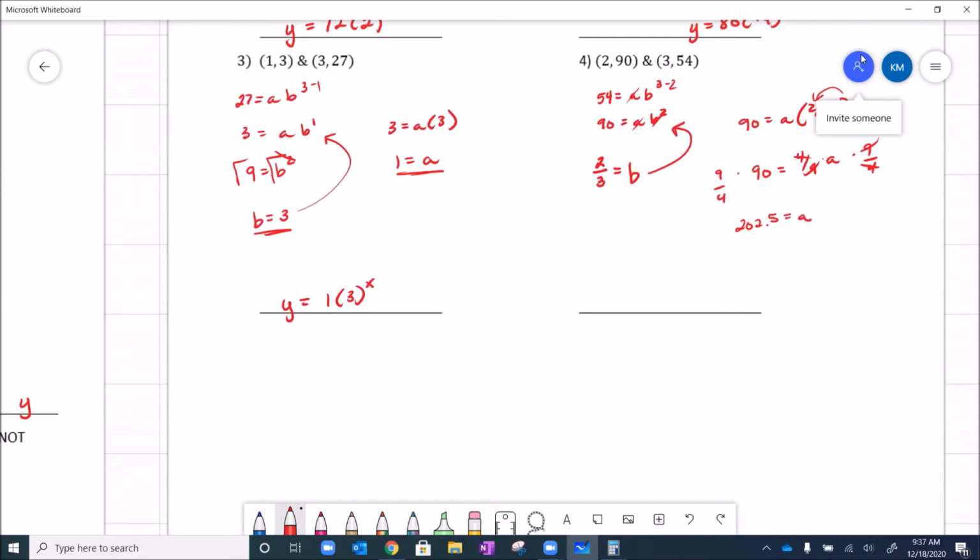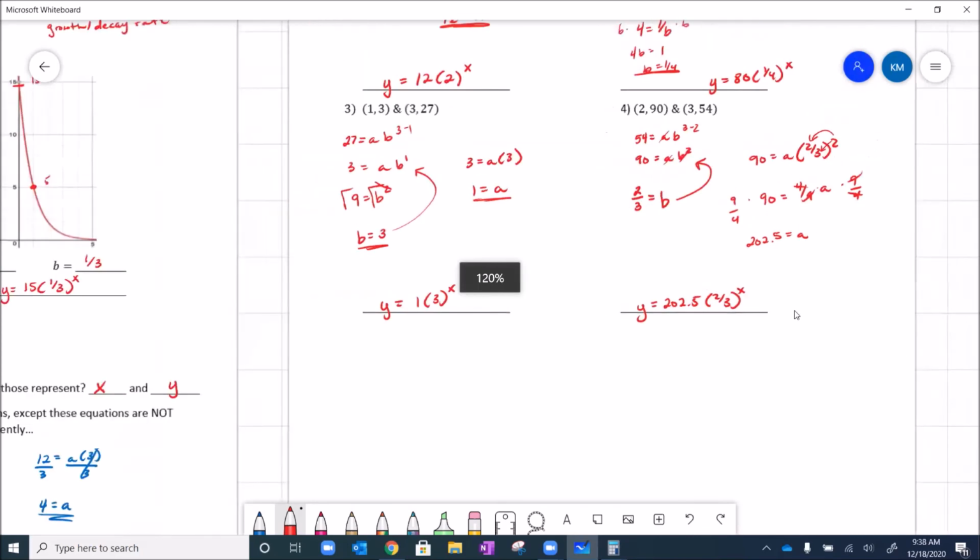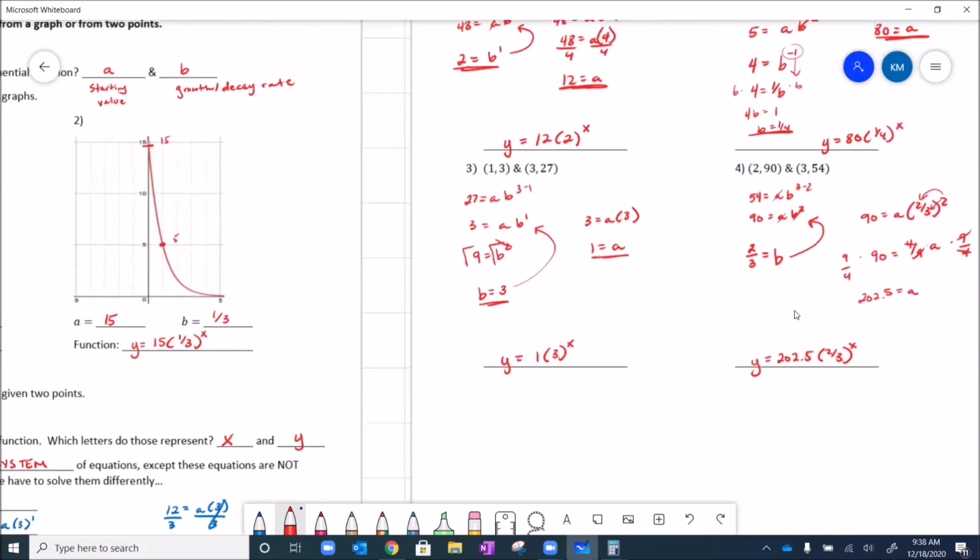All right. And so here we have it. Y equals a times b to the x. All right. And that is writing exponential functions.